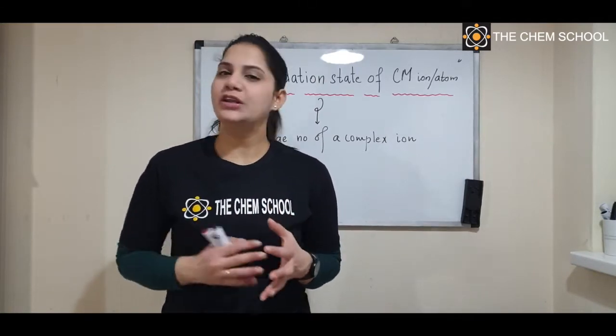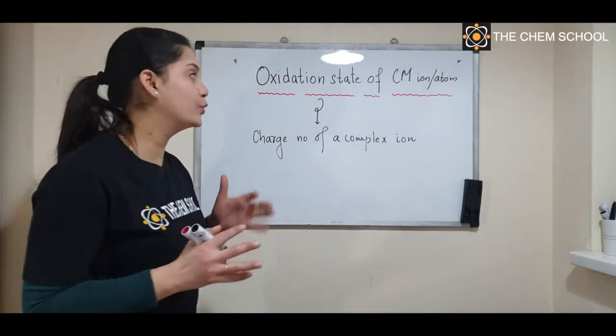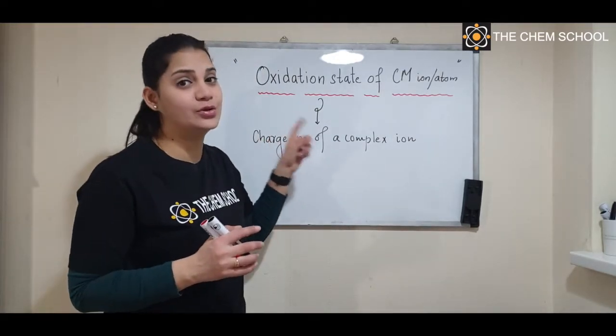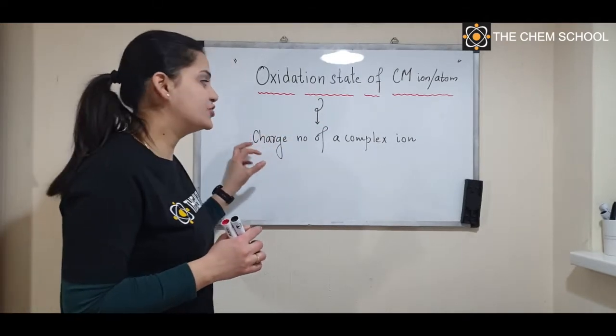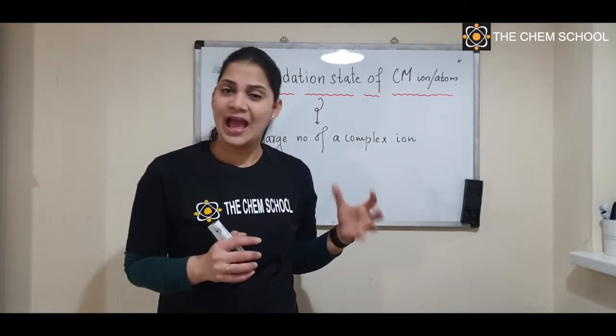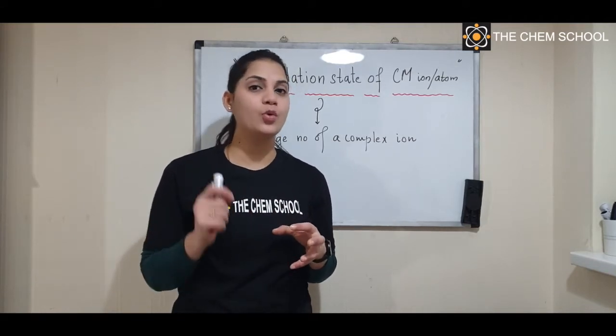Today we are going to continue with coordination compounds, and the topic for the day is how to calculate the oxidation state of the central metal atom or ion. You can also call this the charge number of the complex ion. And this is very important when you want to solve the IUPAC nomenclature of coordination compounds.